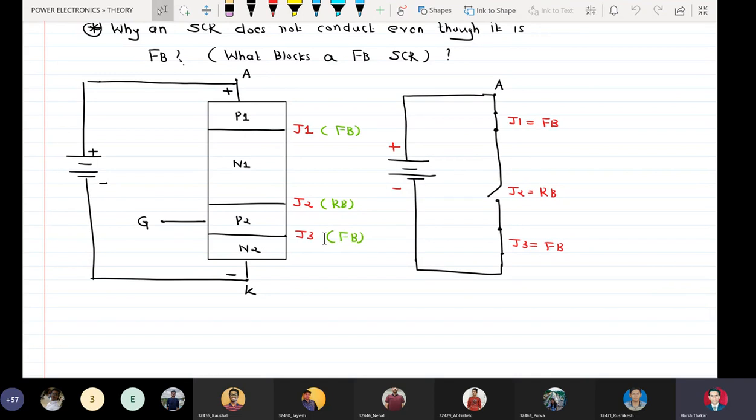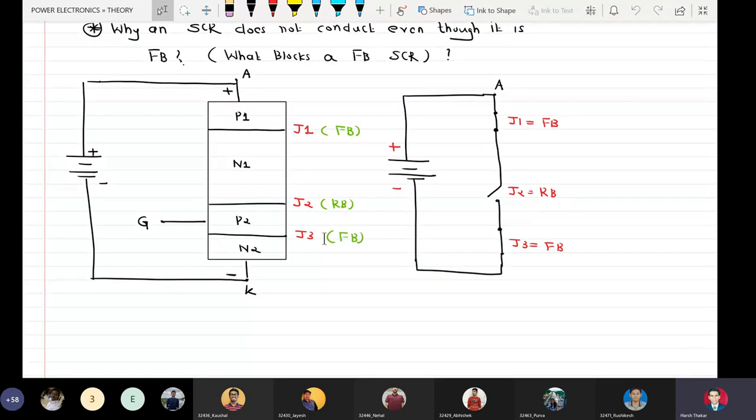Now, as we told, here we have not applied any potential to the gate terminal of the SCR. The gate terminal of the SCR is open. That means we are not applying any firing potential at the gate terminal. So when there is no firing pulse, or no potential applied to the gate terminal, in this case the SCR is blocked because the middle junction J2 is reverse biased.